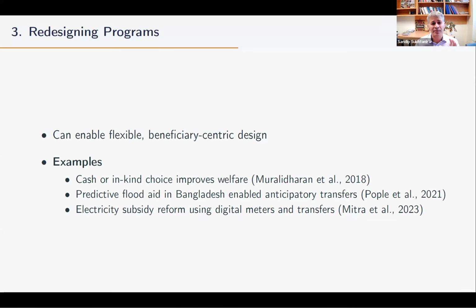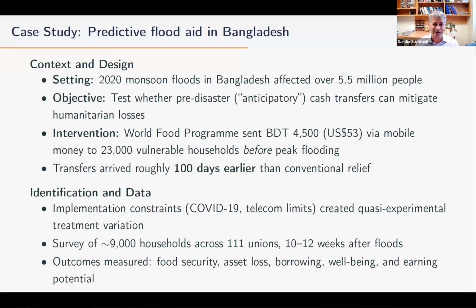Here, the huge flexibility comes from being able to give transfers before the disaster has struck, right? So that's really, really impressive. This is really, really cool. So what happened here? So there's Bangladesh.